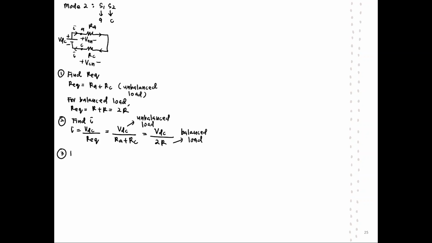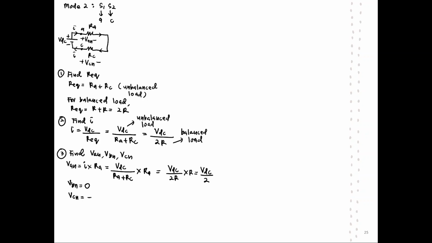Next we want to find our phase voltage, basically VAN, VBN, and VCN. Our VAN will be I multiplied by RA. Just substitute the value that you get in step number 2. Then your VBN will be equal to 0, and your VCN is negative I multiplied by RC.